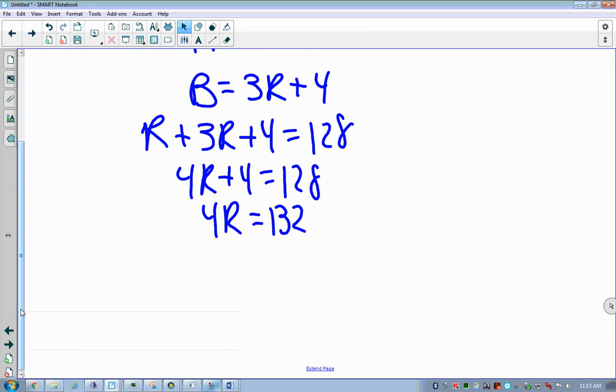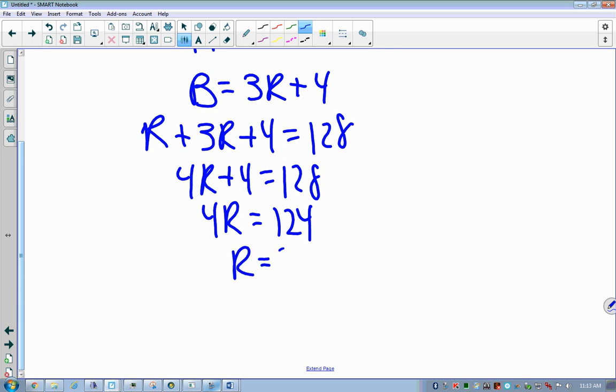Did I do something wrong? Oh, you add. Okay, yeah. Yep, sorry. Subtract, so it should be 124. Sorry, brain fart. All right, what's 124 divided by 4? 31. All right, so I have 31 red cars.